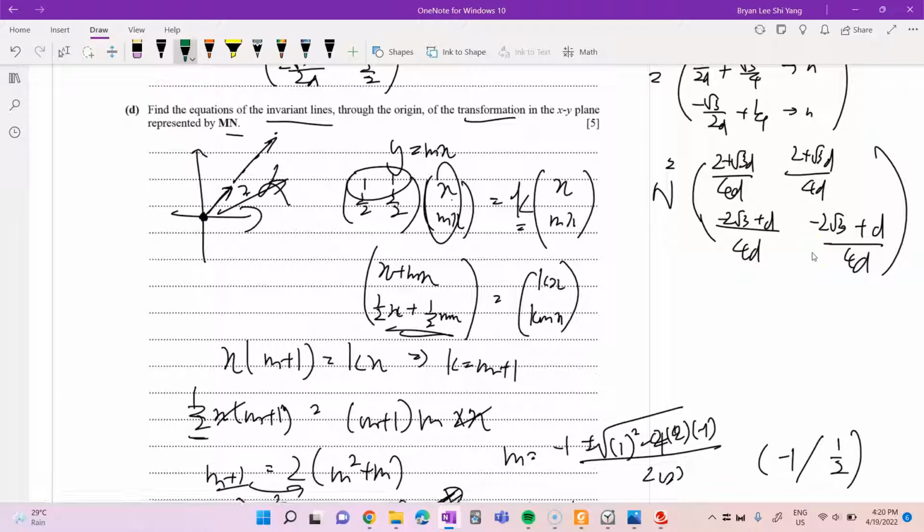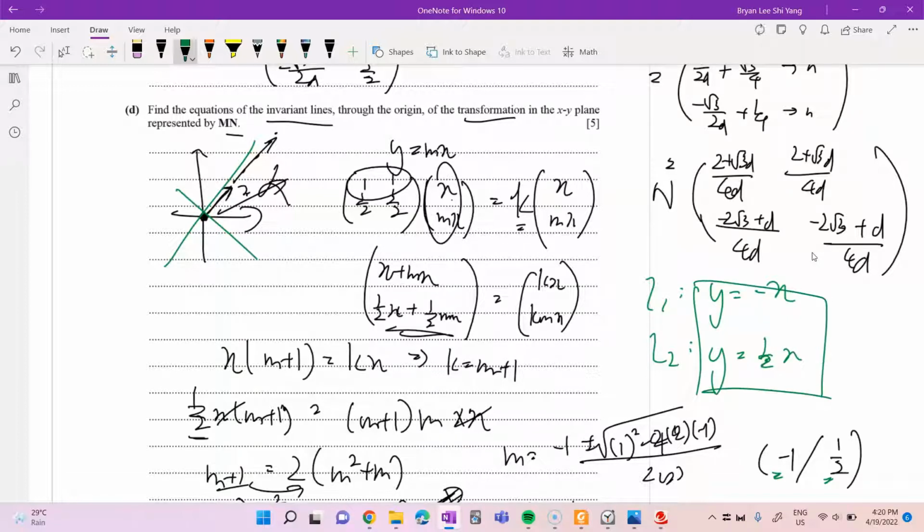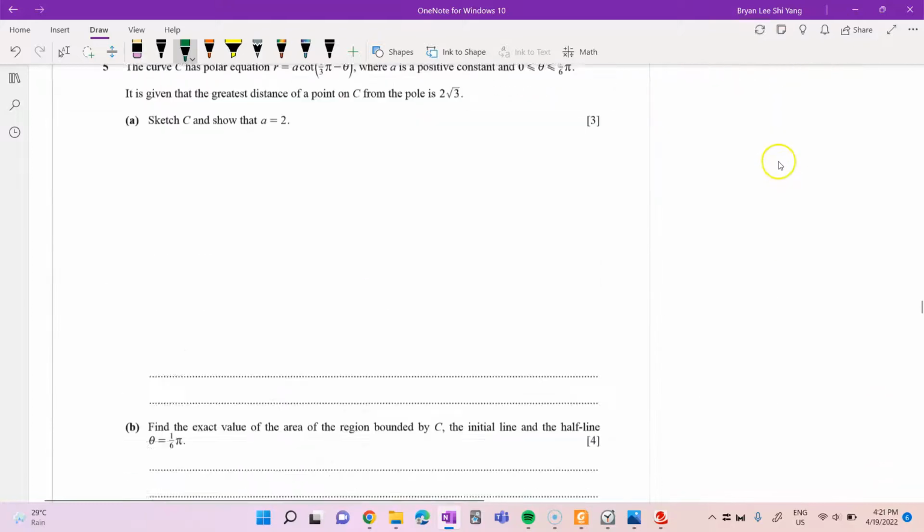So we could say invariant line, so they'll look something like this. So we know that our invariant lines we could represent maybe by using L1. So L1 would be equal to y equals negative x, since m here represents the gradient. Then our L2 would be something like y equals half x. Okay, so case solved. Now let's go down.